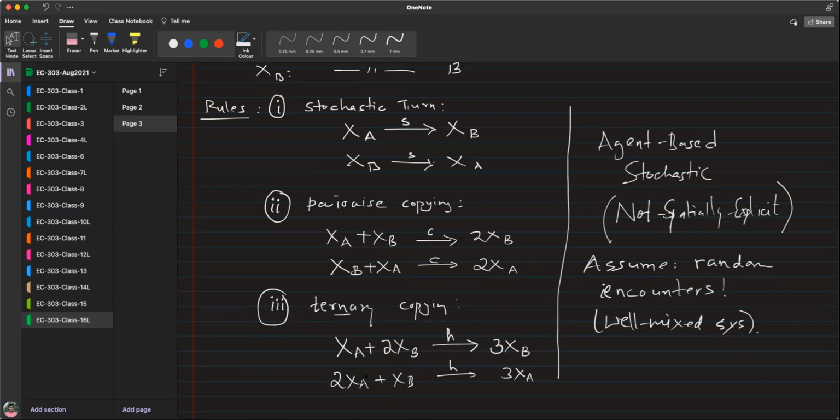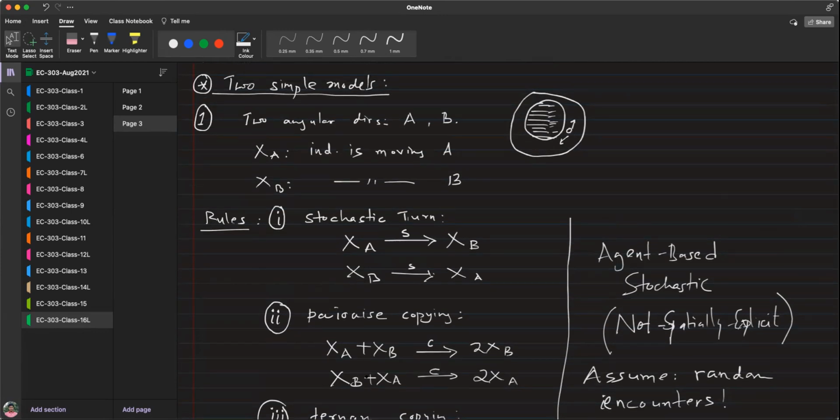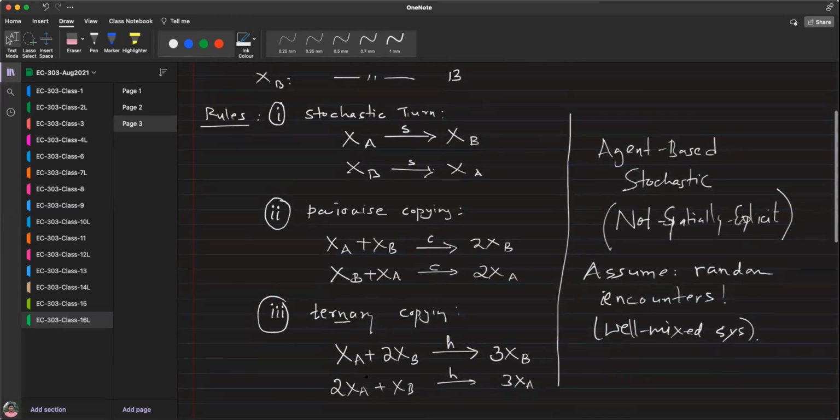So A and B are two possible things that individuals can choose. Broadly, you can think of it as a binary choice. The choice could be direction, opinion, anything, a decision about home, nests, whatever. And therefore, this type of model is also called an opinion dynamics model in the broader context. Okay. Any questions?